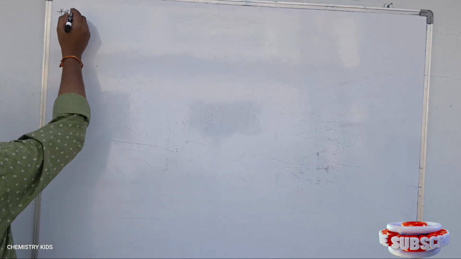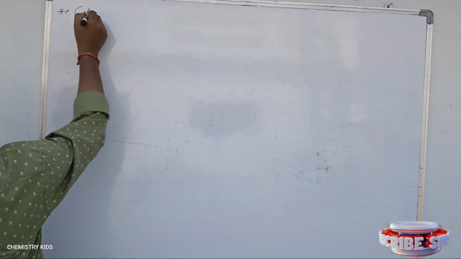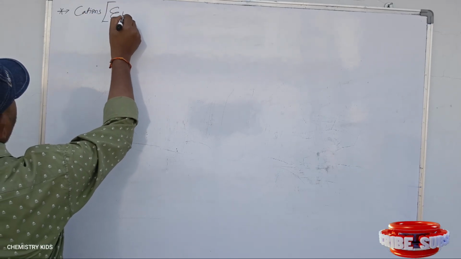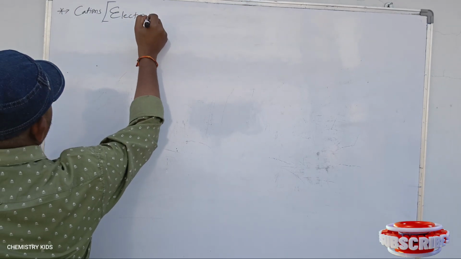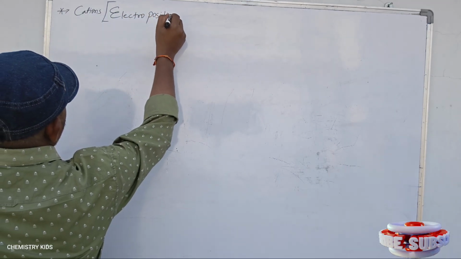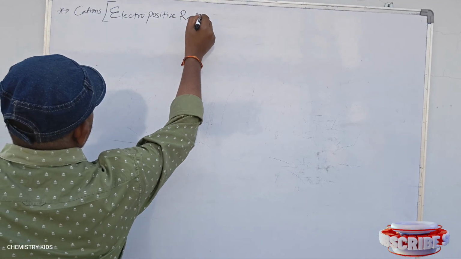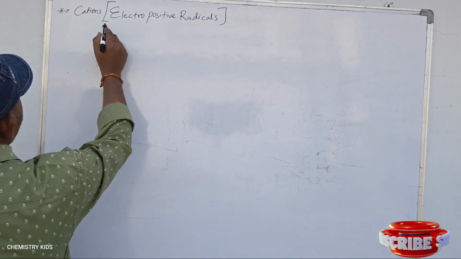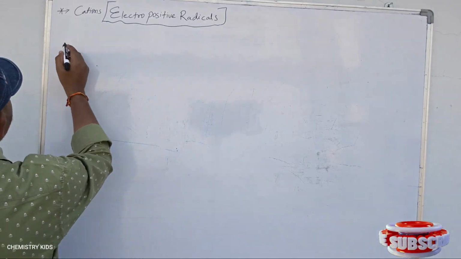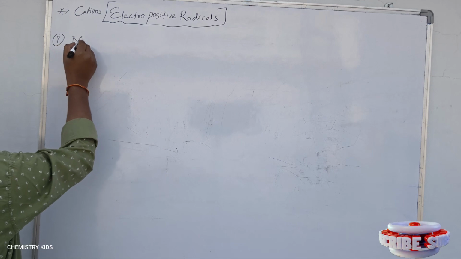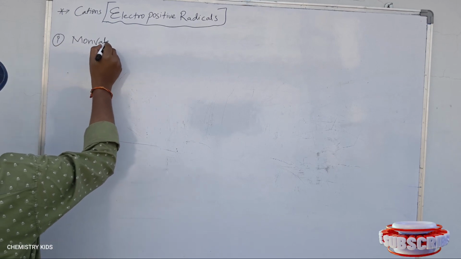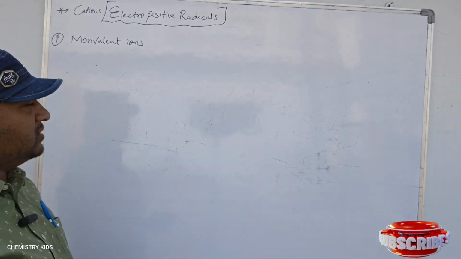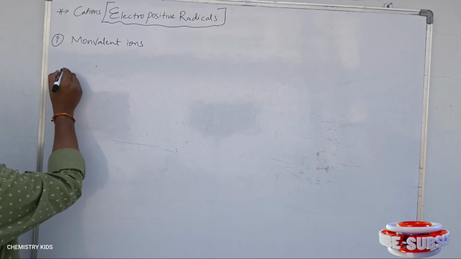First, in cations, which we call electropositive radicals, the first type is monovalent ions.